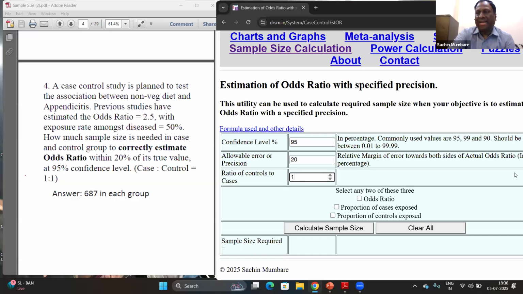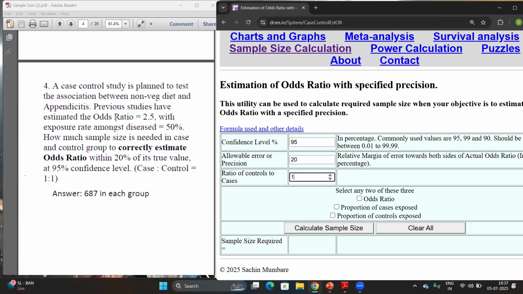So you can give input for any two of these three available options. Odds ratio is the one option, proportion of cases exposed is the second option, and proportion of controls exposed is the third option. Any two of these three options are given as input. Third will be automatically calculated, and required sample size will be given by the software. Is it clear to you? Yes, sir.